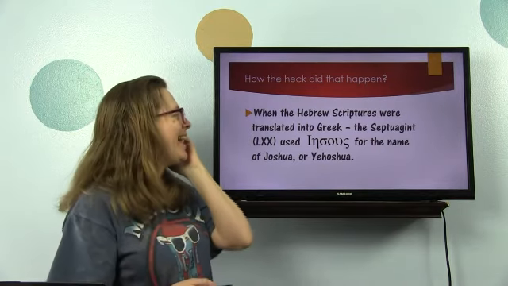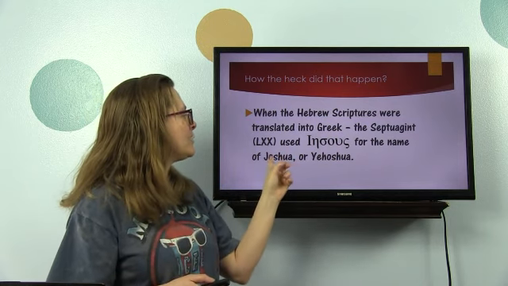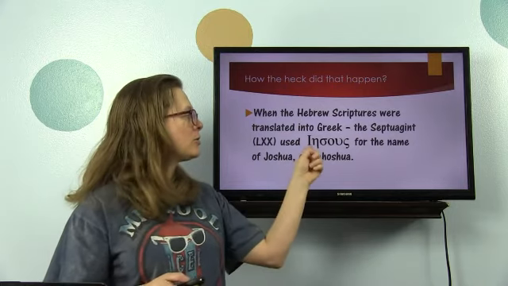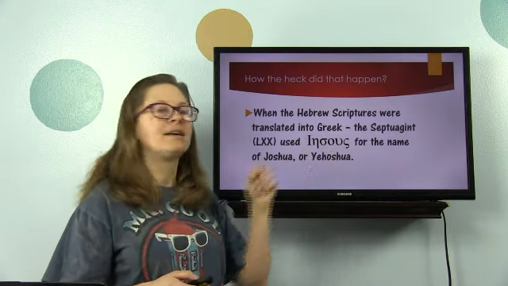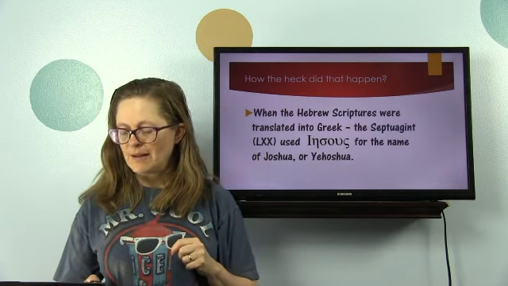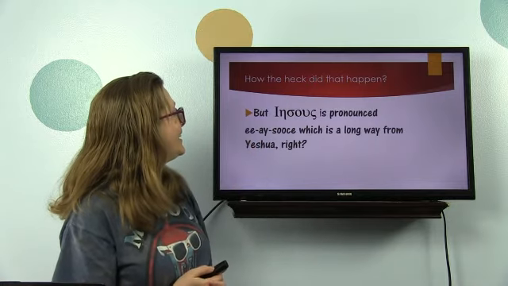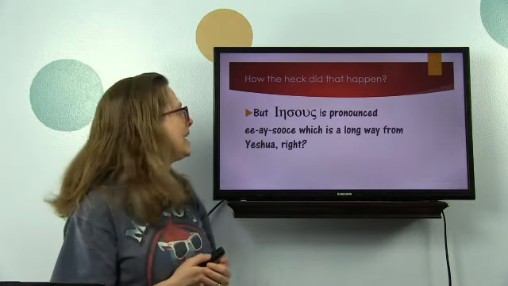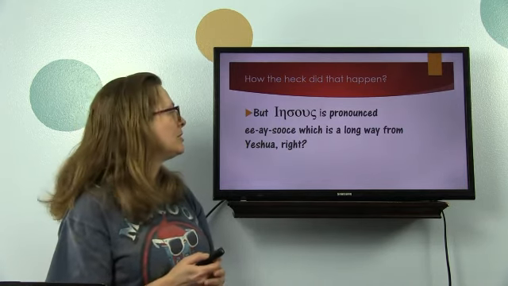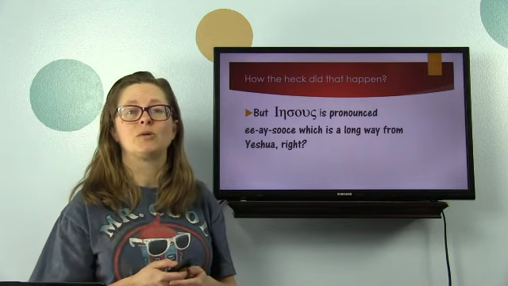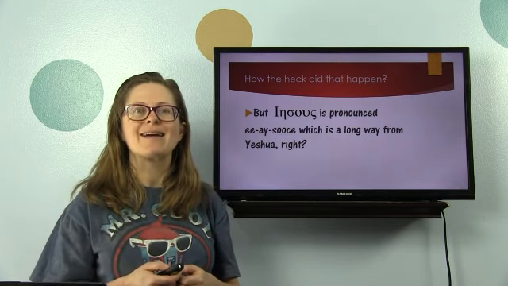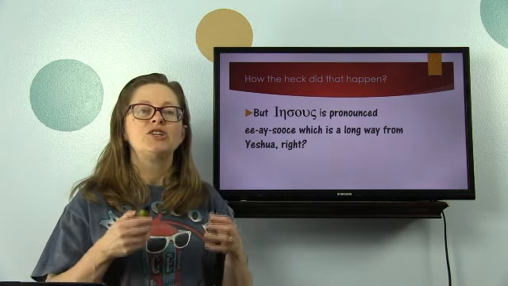All right, so like I said, they translated the word Joshua this way. That's also the way in the New Testament that we see Messiah's name translated. But that word is pronounced Jesus, which is a long way from Yeshua, right? So how on earth did this happen? How did you go from Yeshua to Jesus?